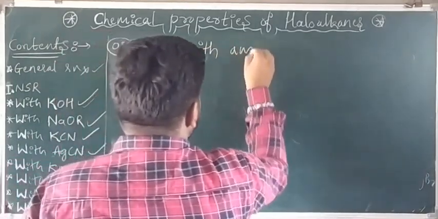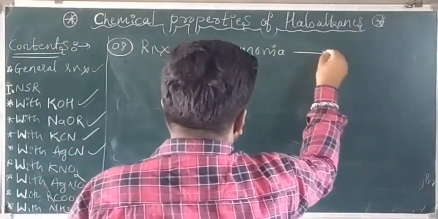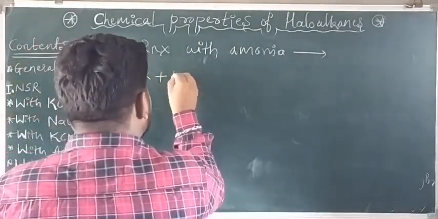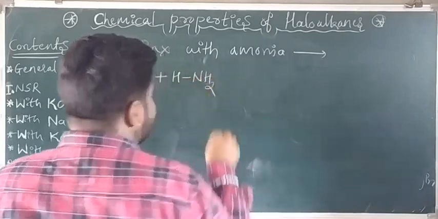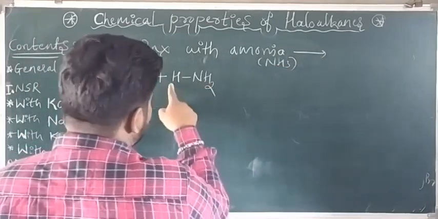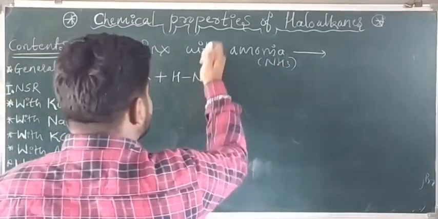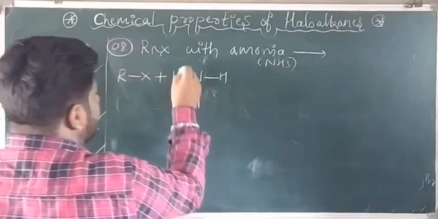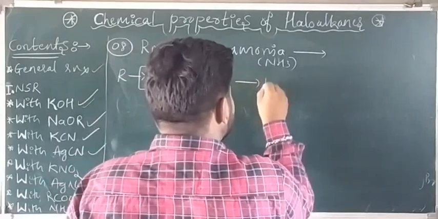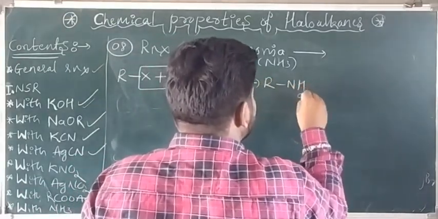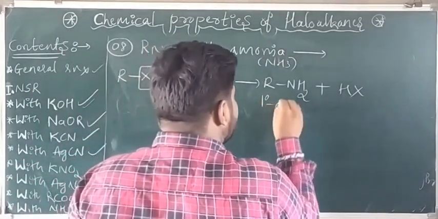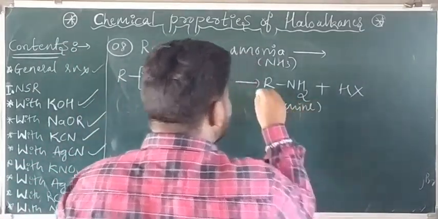Reaction with ammonia. Okay, when this alkyl halide RX is treated with ammonia, I will write ammonia in this way. NH3 is ammonia, right? So I have taken NH3 in this way, N, H2 and H. So all the hydrogen atoms are attached like this in ammonia. Because this HX is eliminated and this RNH2 is formed. RNH2 plus HX. So this is called a primary amine.